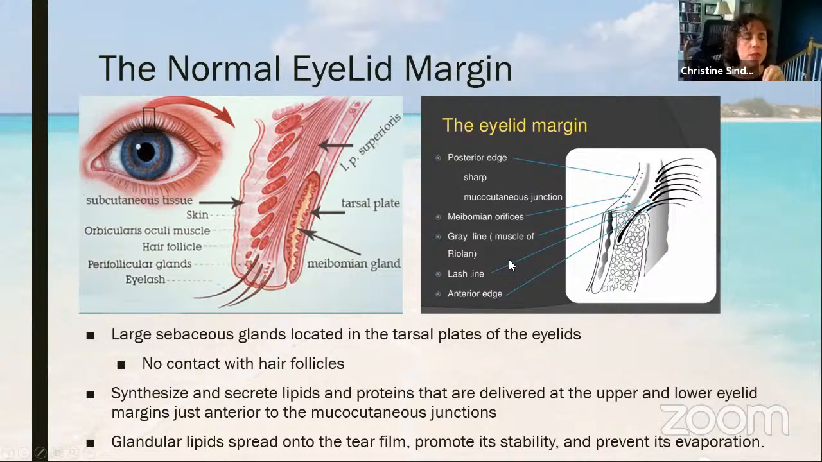Now, we do need to talk about the structural or anatomical features of the eye so that as we move forward, we are using the same language.